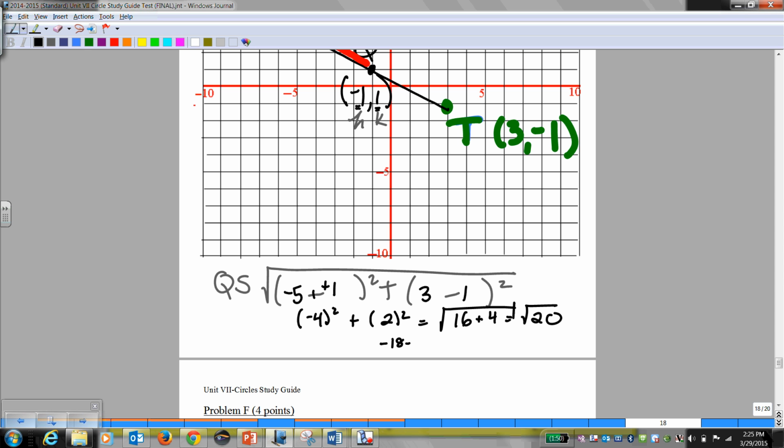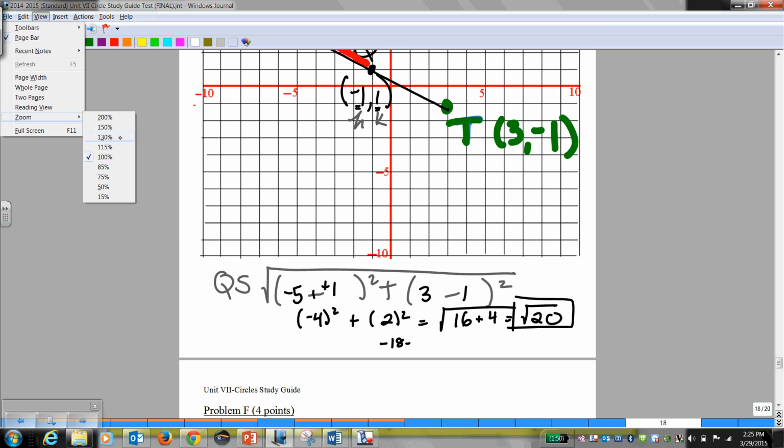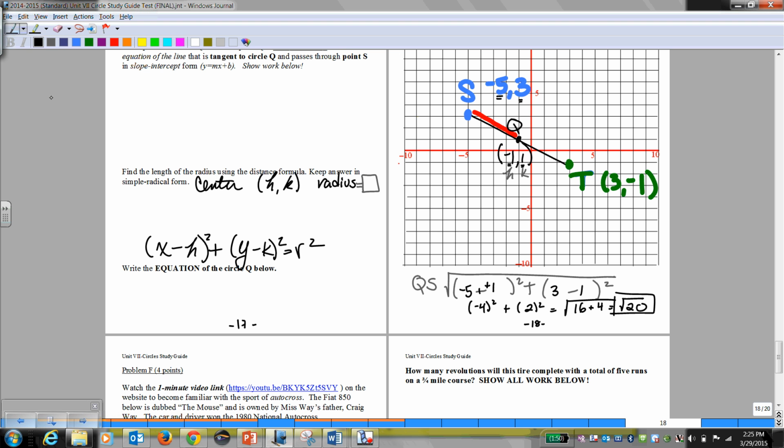That means our radius is actually the square root of 20. We're going to leave it under the radical sign there. So our radius is going to be square root of 20. Which means my equation is x minus the center of the circle, which is -1, squared, plus y minus 1 squared equals root 20 squared.